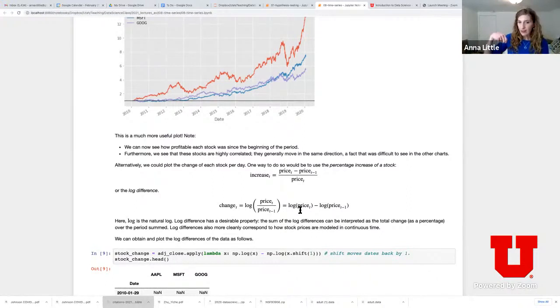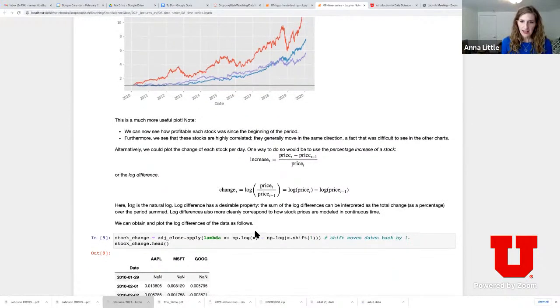So if you sum up all of the log differences, you'll get a telescoping series where everything in the middle cancels, and you just end up with the log of the price at time t minus the log of the price at time 0. And so that's kind of a nice property because you can interpret it in terms of the total change. And it's a little bit useful for making some connections with modeling stocks in continuous time.